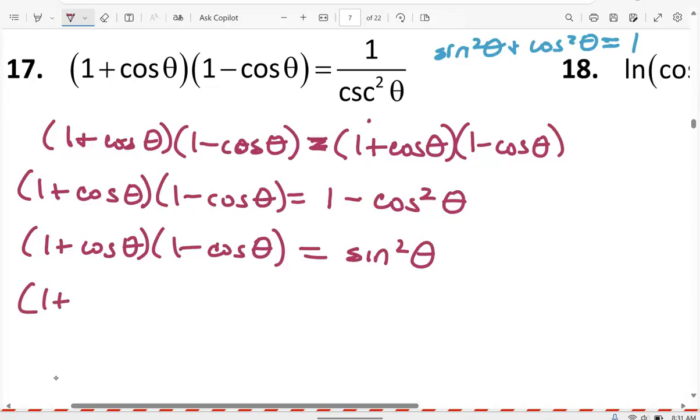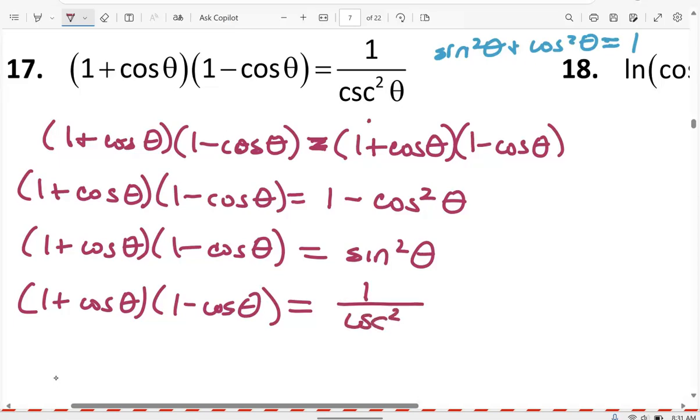Now, leaving the left side of the equation alone, we have sine squared of theta, and remember sine is the reciprocal of cosecant, so sine squared of theta must be equal to 1 over the cosecant squared of theta. Now we've proven what we need to, so we are done with that one.